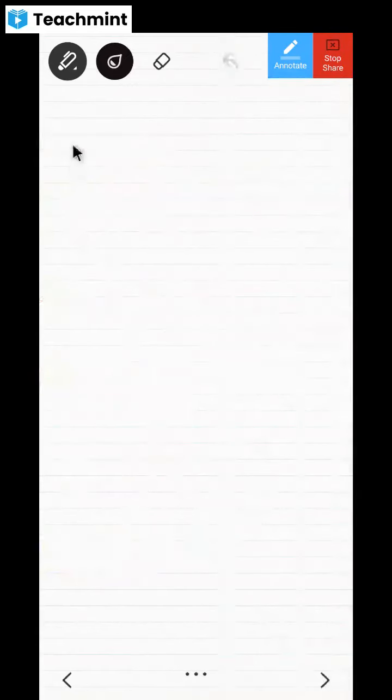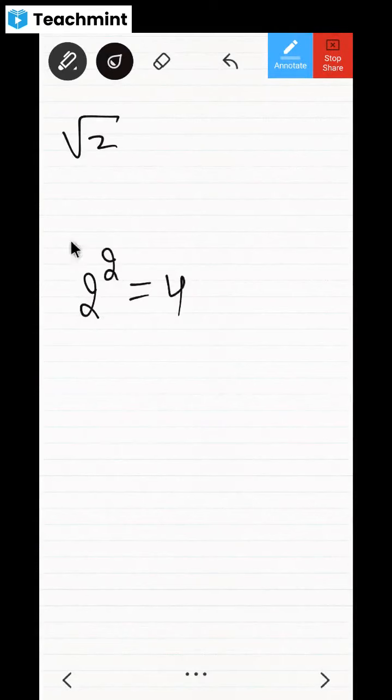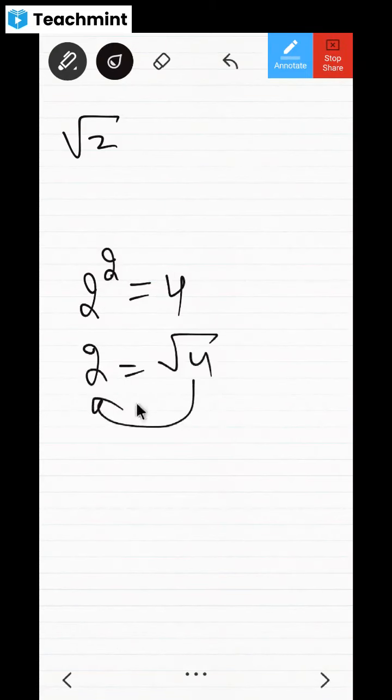Now if I say root 2, what is the value of root 2? Tell me, Mallu. 4, sir. No. 2 square is 4. You understand this, no? 2 square means 4 is there. If you send this square to that side, what does it become? It becomes square root of 4. So that's why square root of 4 means 2, you are telling.